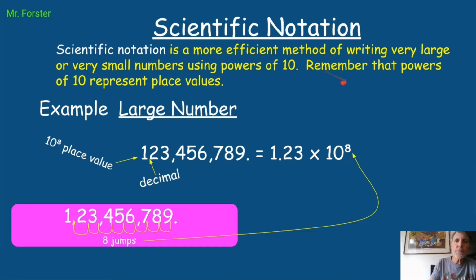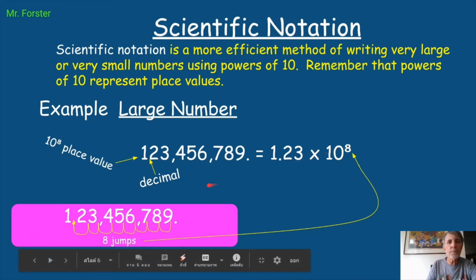Scientific notation. Scientific notation is an offshoot of powers of 10. So scientific notation is a more efficient method of writing very large or very small numbers using powers of 10. Remember that powers of 10 represent place values. So here's an example of a large number. And scientific notation uses this power of 10 as a factor, and then we use 1 digit and a decimal and 2 decimal places. This is the classic way to write scientific notation. You could use just 1 digit and a power of 10, but anyway, here's the number 123,456,789.